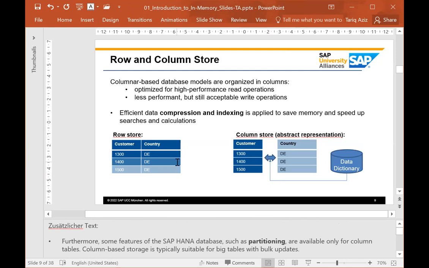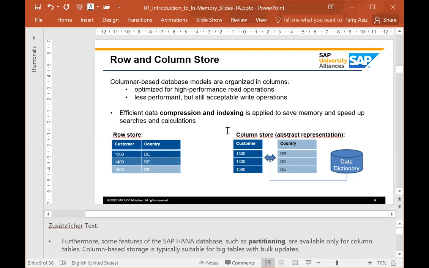If you see this example, we have a row store. The data is stored in a row. Whenever the data is written, it will write 1300, and then DE, the country name, then 1400, and then DE. So it will write a row of records. This is the row store. We will read a complete row, and then another row, and then another row. So we write rows and we read in rows.